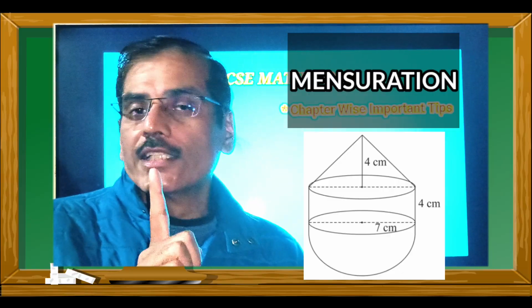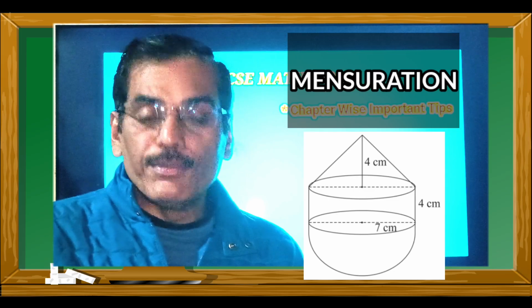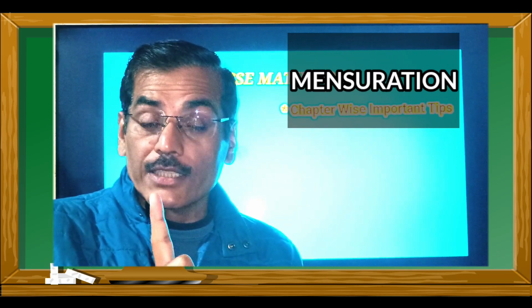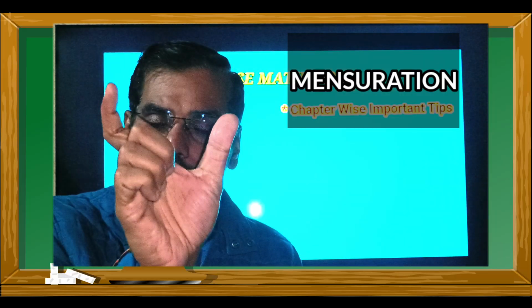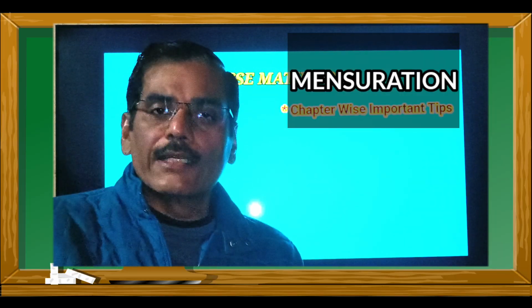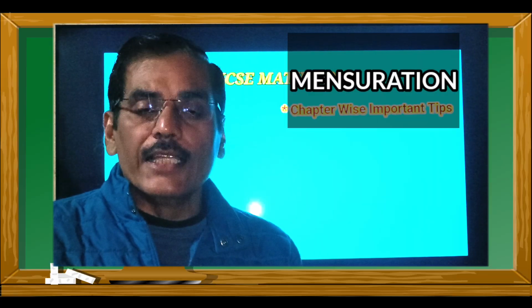But if total surface area is asked for a combination of figures, be careful. You have to add the curved surface area of each part, not the total surface area. We find curved surface area of hemisphere, curved surface area of cylinder, curved surface area of cone. We add them. That will be the total surface area.